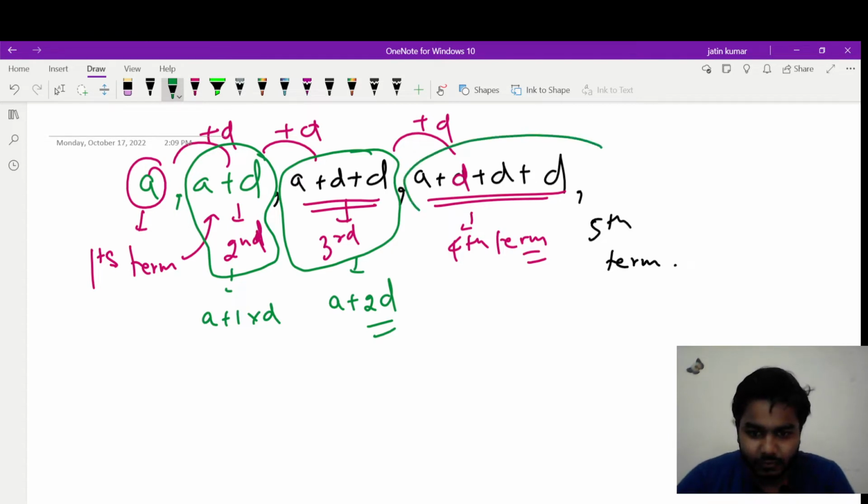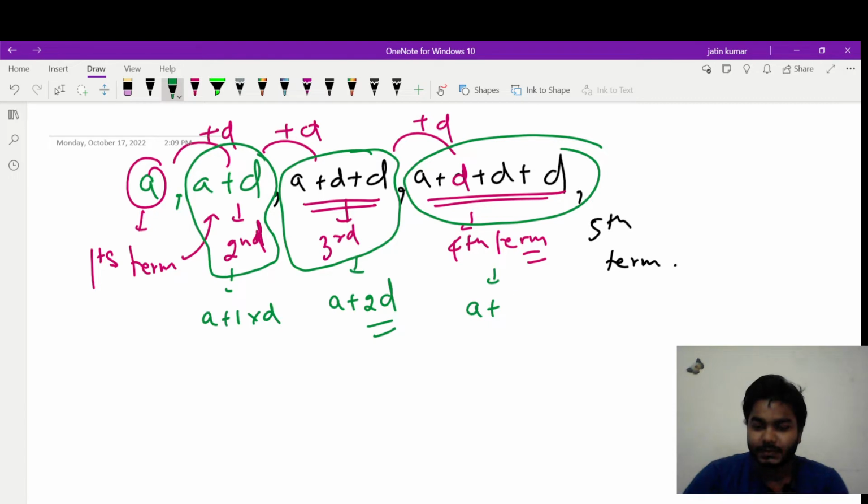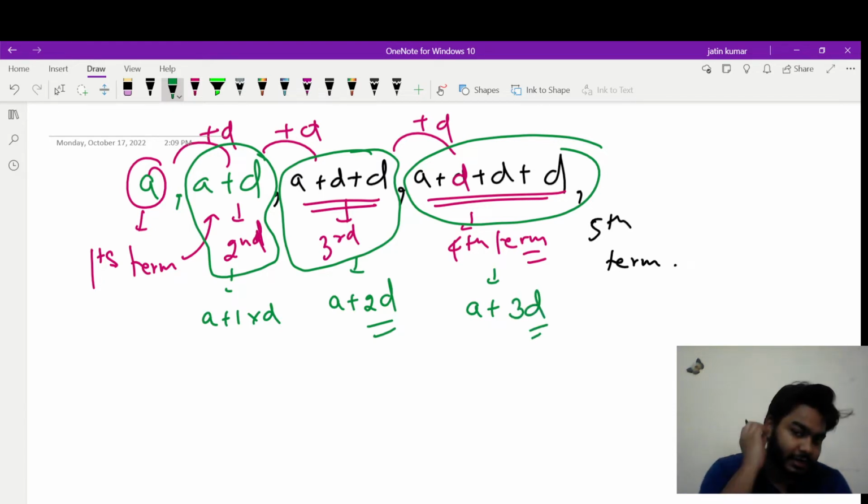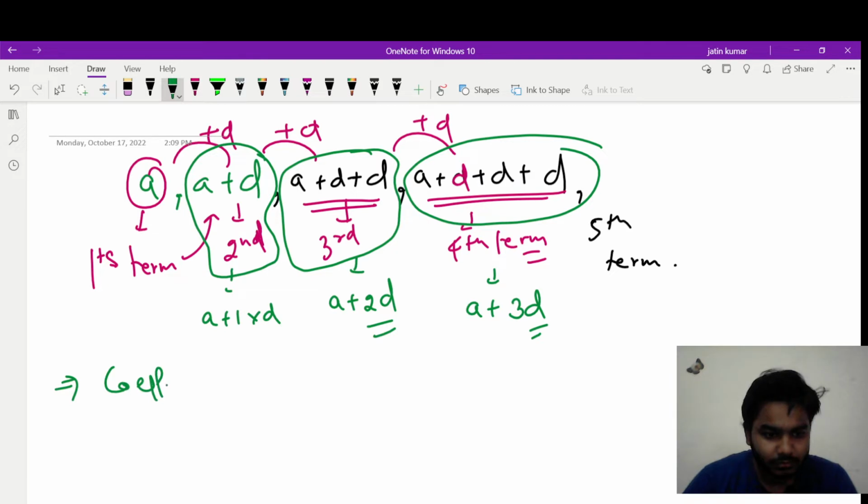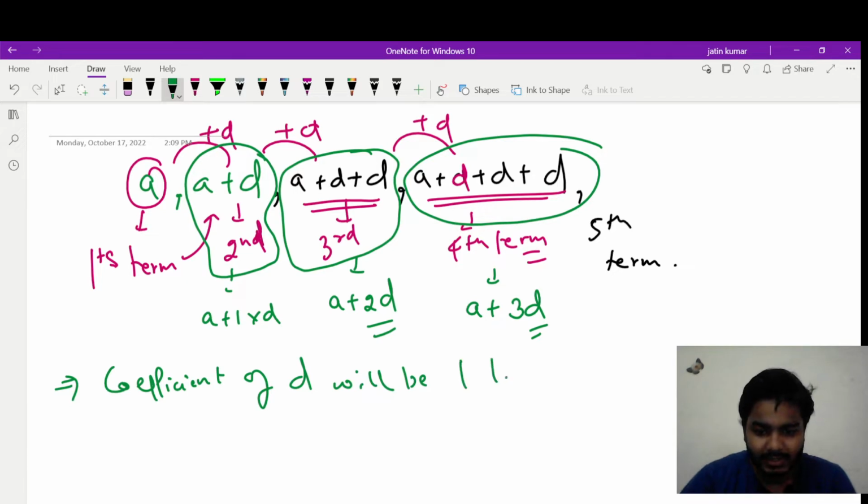And similarly, if you observe here also, it is the fourth term, but the coefficient of d is 3. So what I am trying to tell you is that the coefficient of d will be 1 less than the actual term. So let me write it also: the coefficient of d will be 1 less than the actual term.